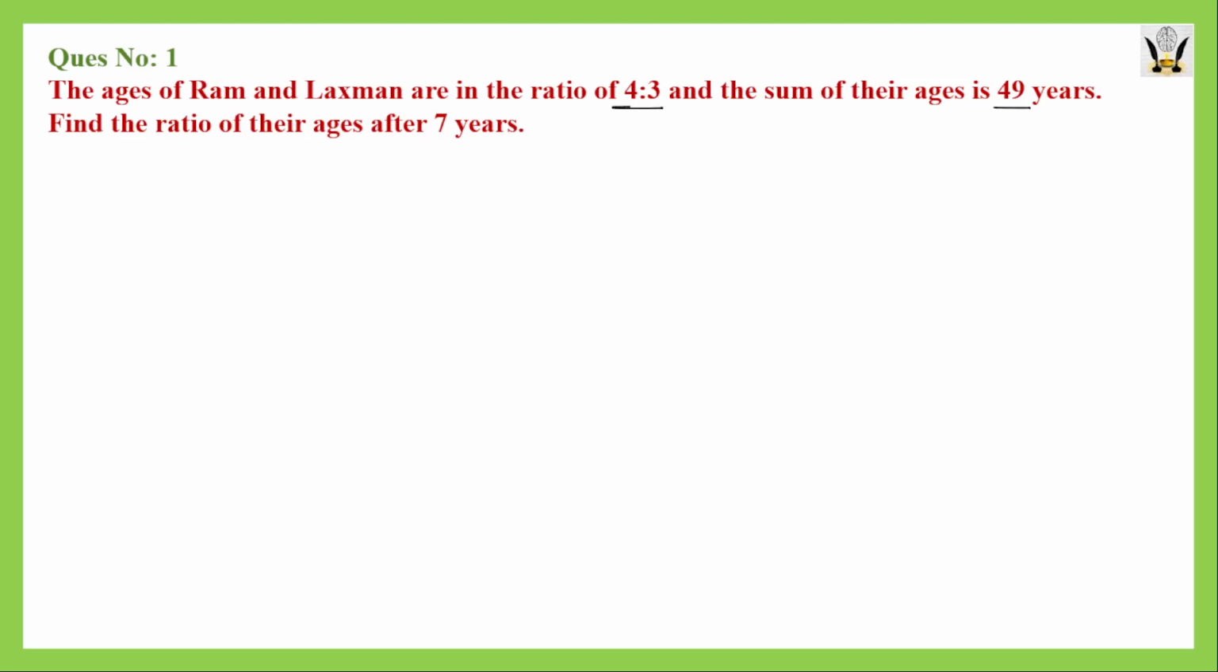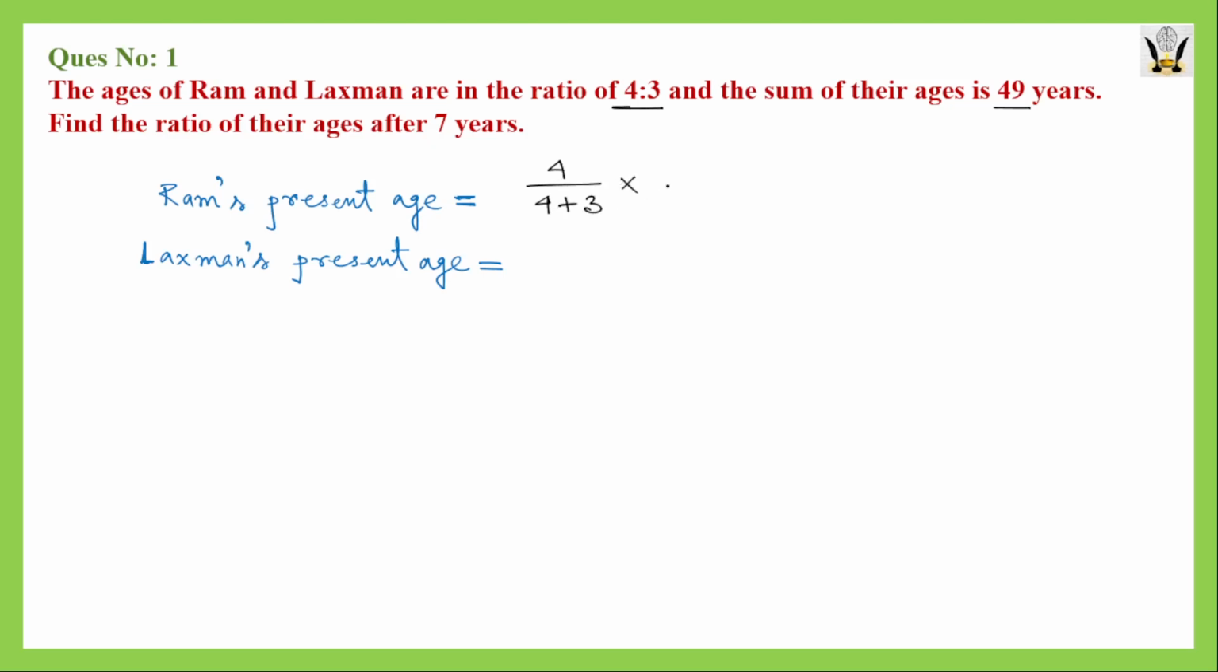So their current ages are in the ratio 4:3 and the sum of their ages is given, which is 49. So what will be the present age of Ram? It is in the ratio 4:3 with Lakshman. So it will be 4 divided by 4 plus 3, multiplied by the total age. So it will be 4 out of 7, and then out of 49 what will it be? 7 sevens are 49, so it will be 28 years.